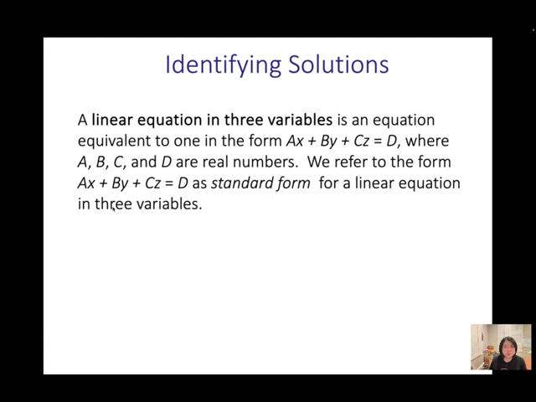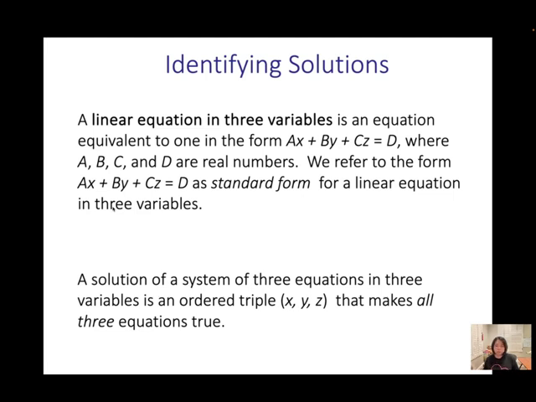Okay, identifying solutions. A linear equation in 3 variables is an equation equivalent to one in the form ax plus by plus cz equal to d, where a, b, c, and d are real numbers. We refer to the form ax plus by plus cz equal to d as the standard form for a linear equation in 3 variables.